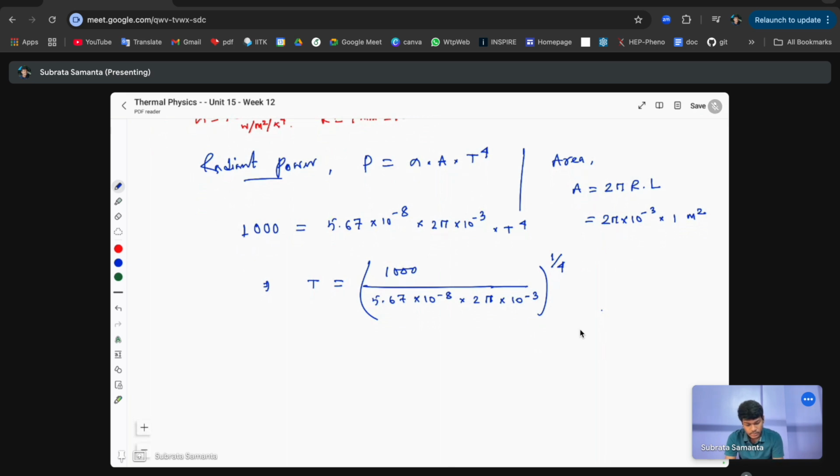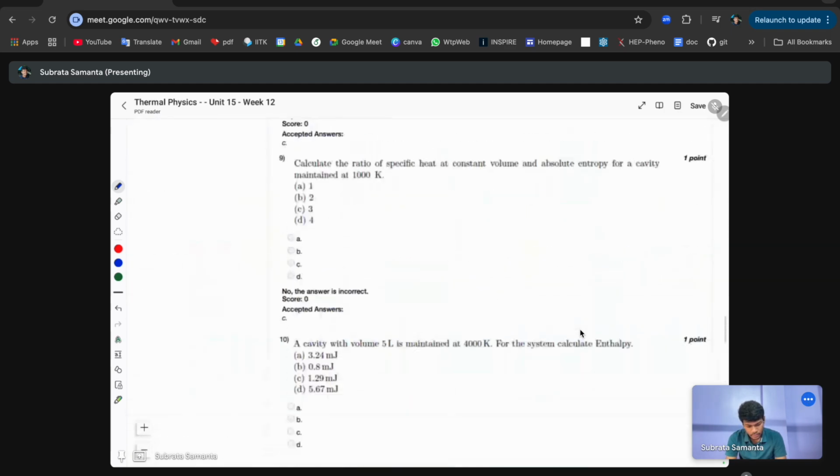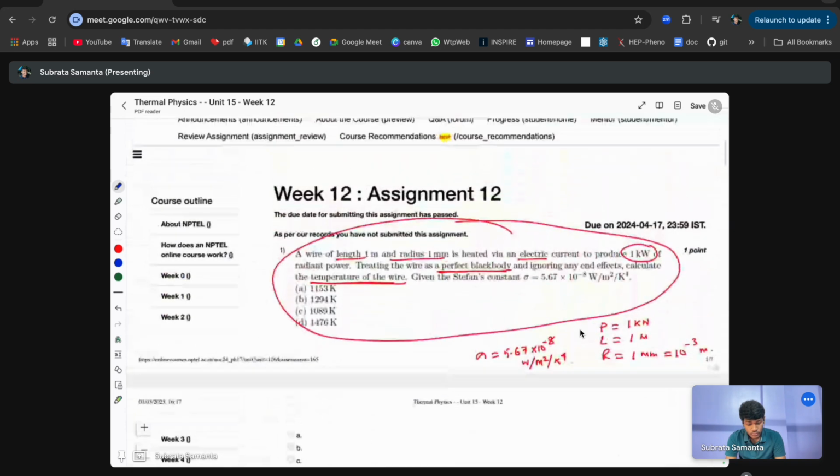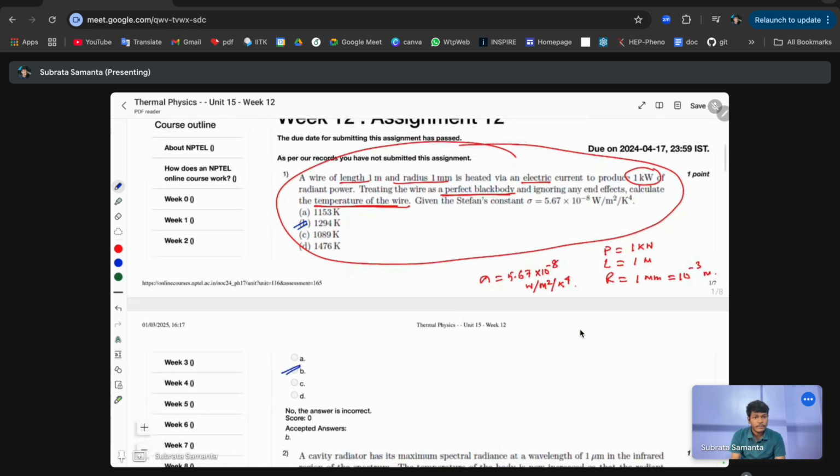Then use your calculator to calculate this. The result is 1294 Kelvin. Please cross-check this answer with your calculator. This is 1294 Kelvin. Let's check the options. 1294, yes, so option B is correct. Any question?